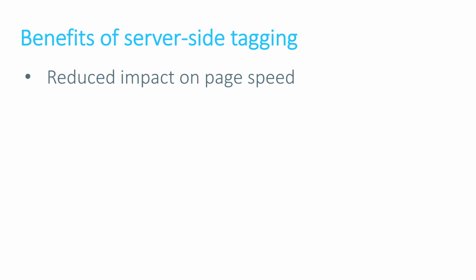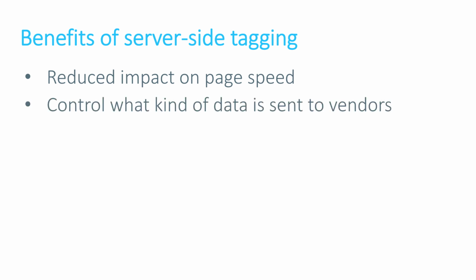Also, with server-side tagging, you have control over what kind of data is sent to vendors, because when you activate tracking codes client-side, or in other words, in the browser, those vendors might collect a lot of additional data that you might not even be aware of. But with server-side tagging, you can limit what kind of data they get, because your configuration in the server will decide which parameters are sent to, let's say, Facebook, and no additional things will be received by them.